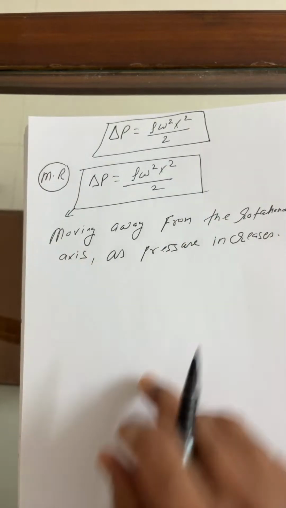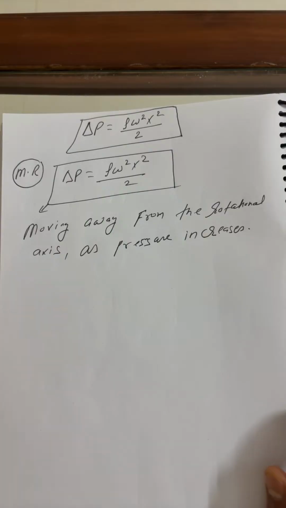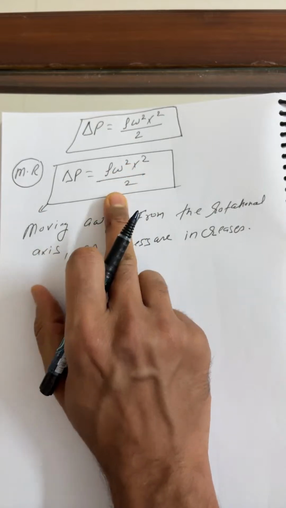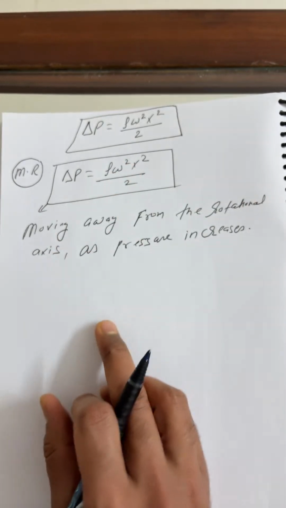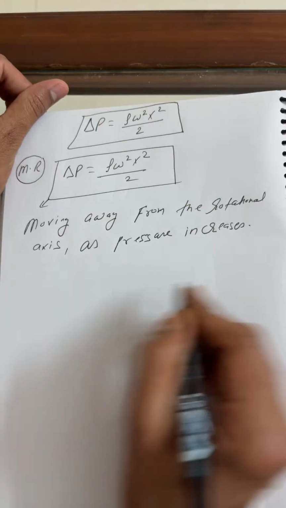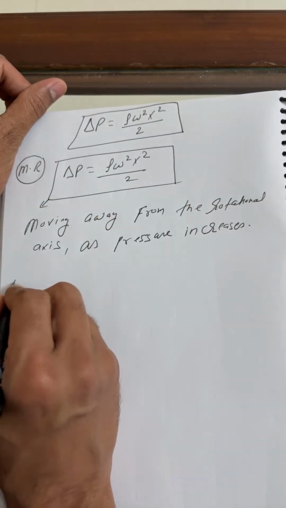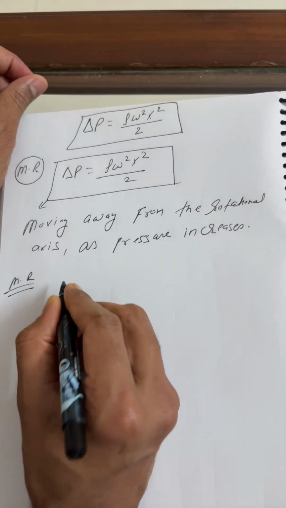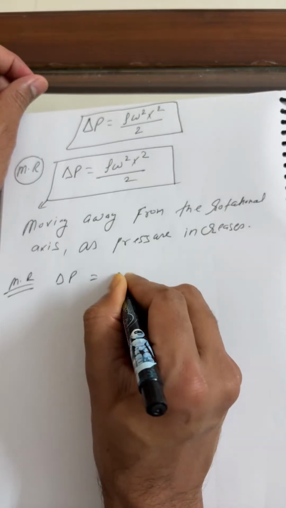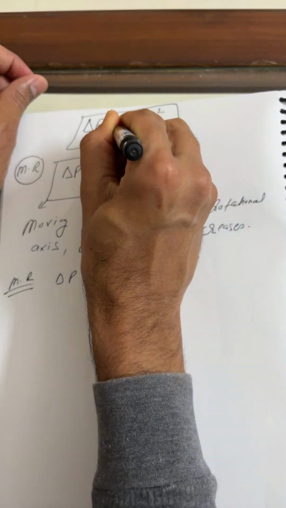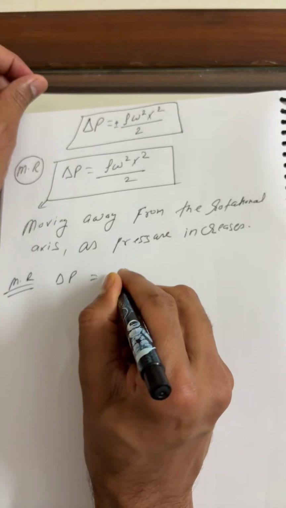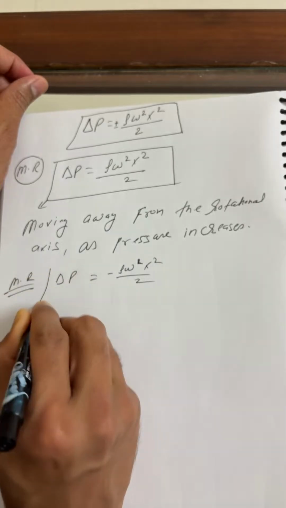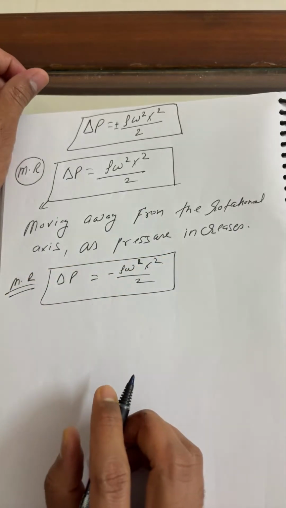if you are going down to earth, right? Depth. Same thing, I can say this one also, plus rho omega square x square by 2 if you are moving again away from the rotational axis. Now students, this is the most remarkable result. What you can write over here, delta P, is in reality plus minus rho omega square x square by 2, minus rho omega square x square by 2. This is delta P.